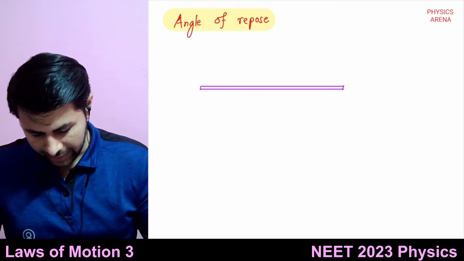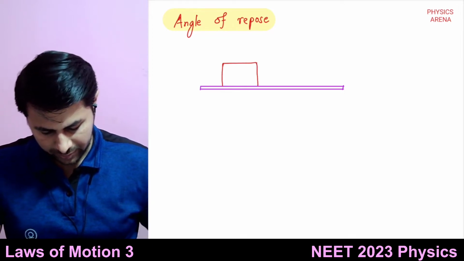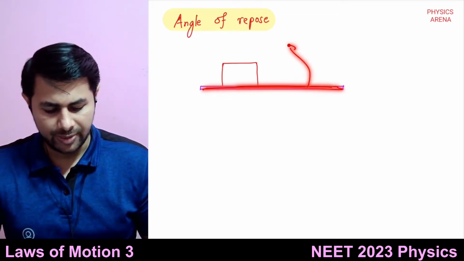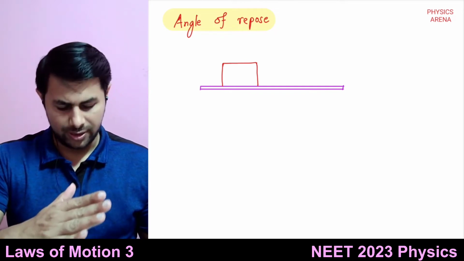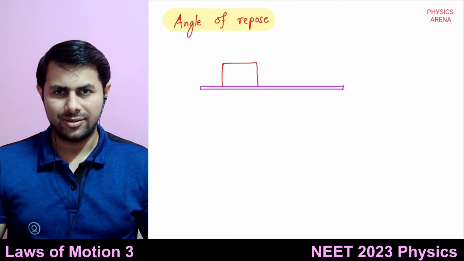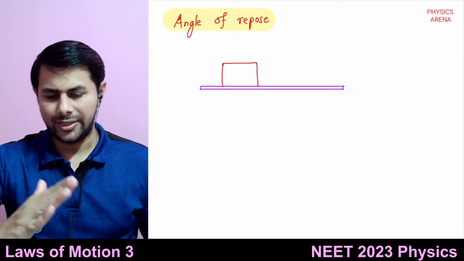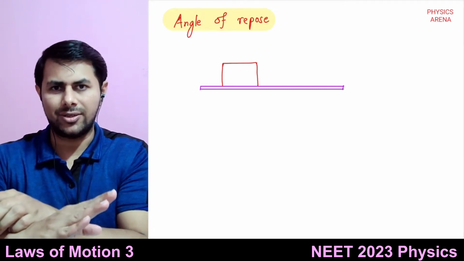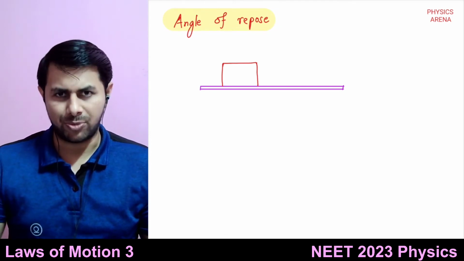Okay, and I'm keeping a block on this plank. Now what I do is I move this plank, I rotate this plank. So what happens if I rotate it? Initially, for small angles, the block will not slide. So you rotate it gradually and gradually. At some angle, what will happen? The block will begin to slide over the plank. Okay, so that angle is known as angle of repose.